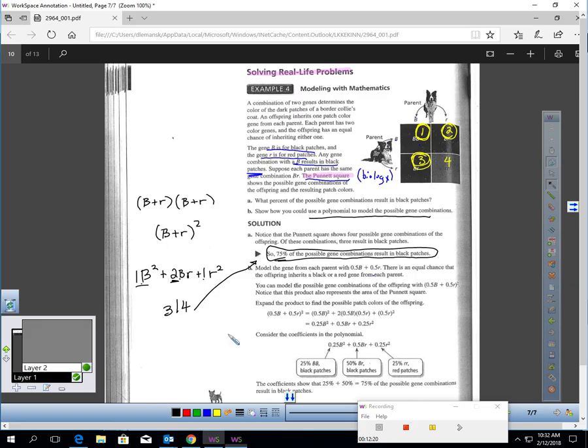Okay? So either way we do it, if we draw a Punnett square or if we do as I did here, you're going to see 1 combination and 2 more. 3 out of the 4 combinations are going to give me, 3 out of 4 is 75%. I have a 75% chance of having my dog with black patches. I think we're going to pause the video here. If you have any questions, make sure you ask during class.